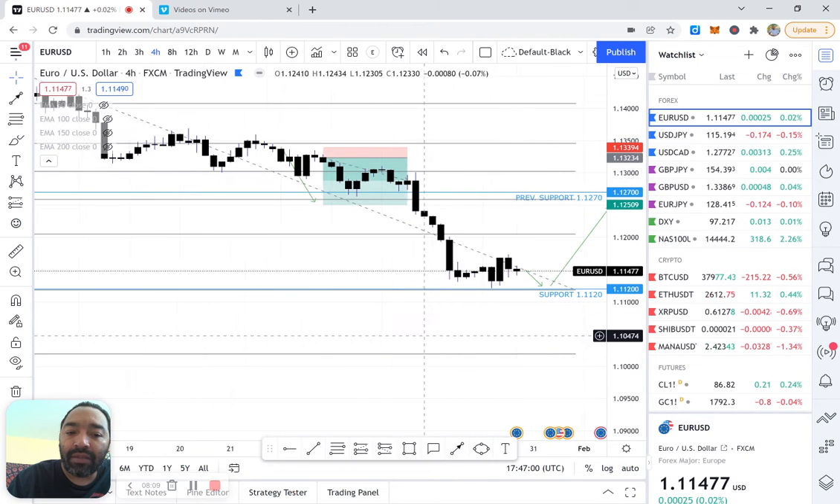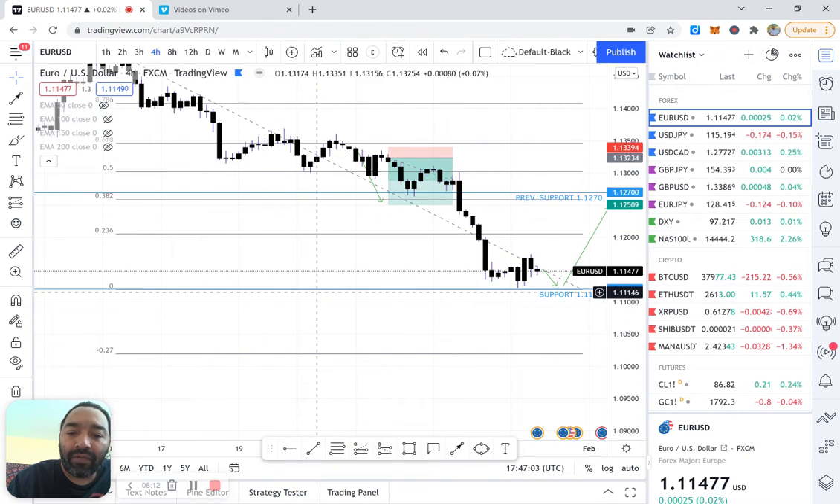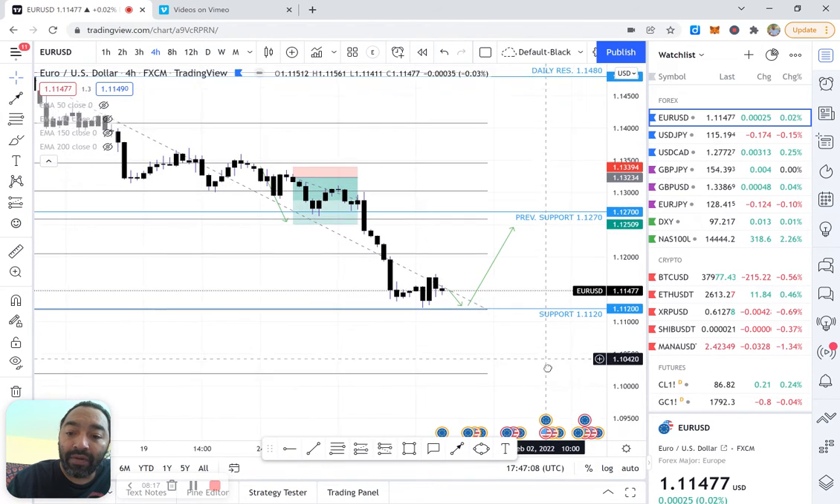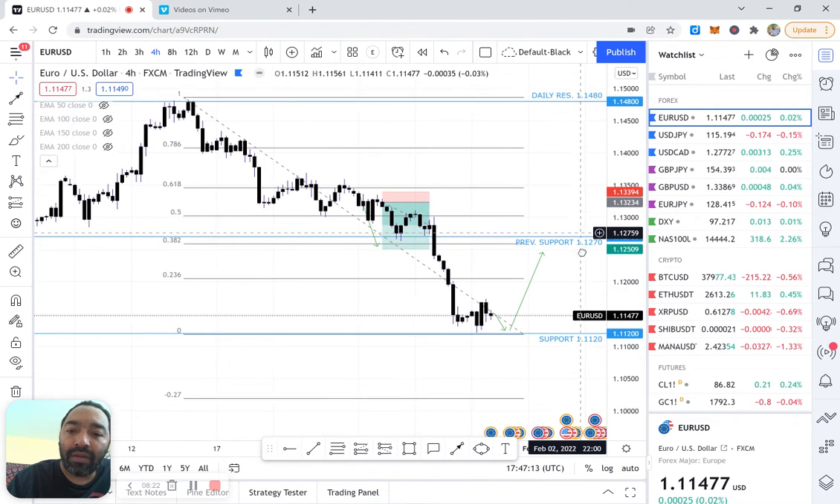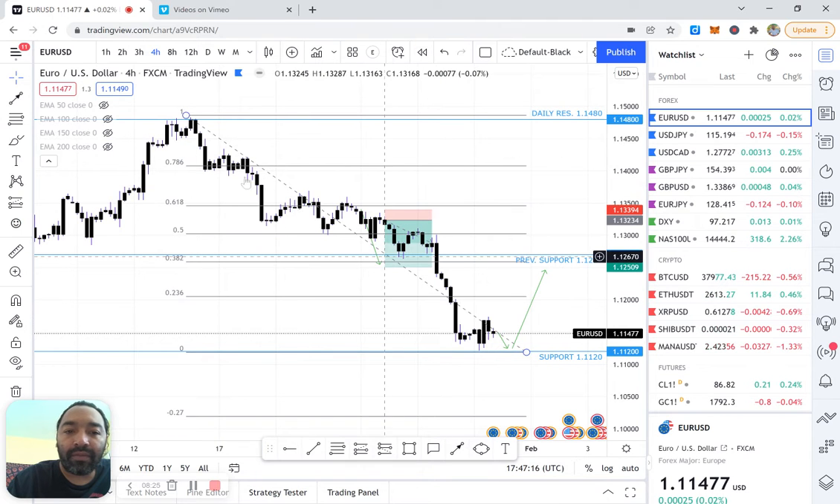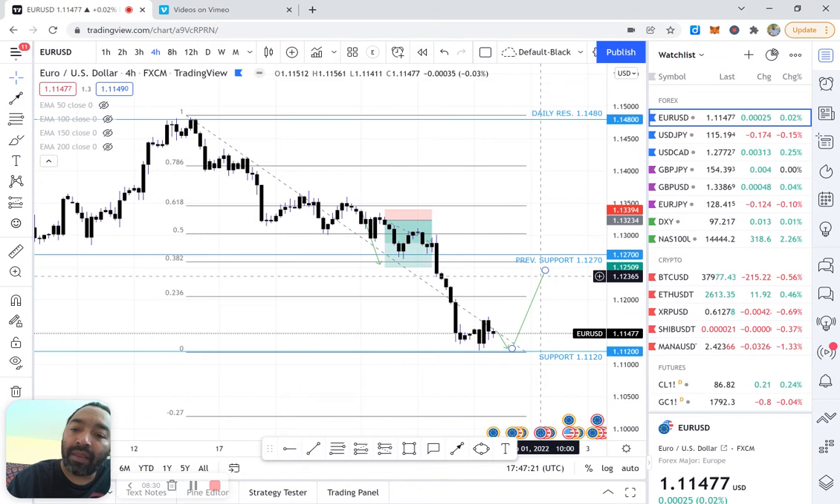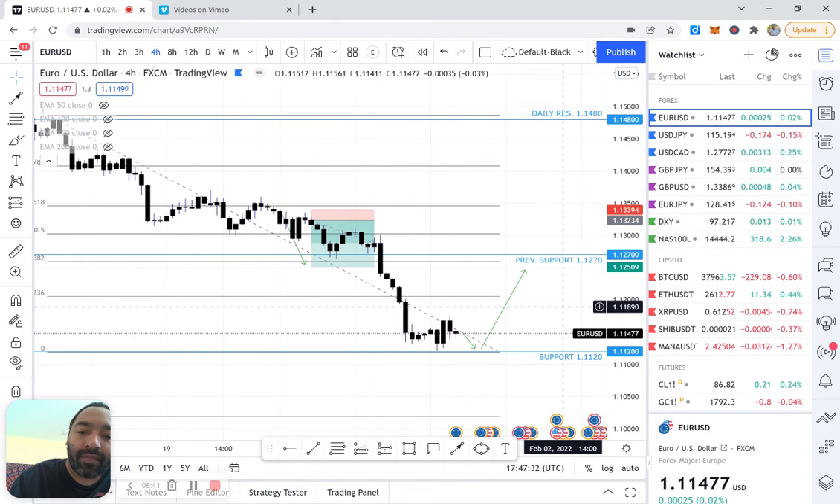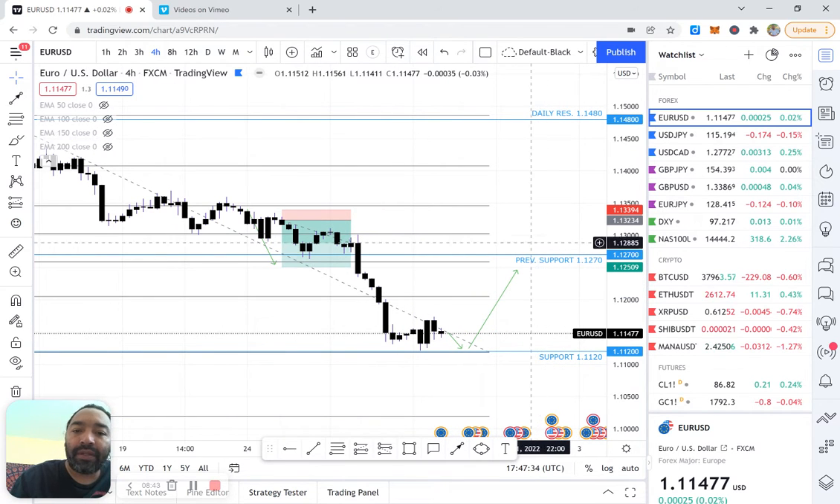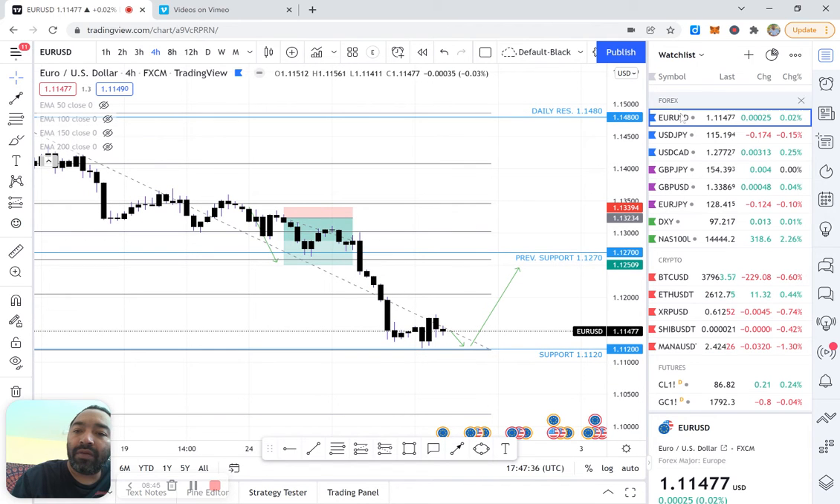And if it does, then I will be looking for it to come all the way down to this negative 27 extension, and that would be my take profit. However, I think that after this huge downtrend for the last couple of weeks, it'll test this support level, come back up, do a little retrace up to this previous support, and then come back down. But okay, so that's what I'm looking at for Euro USD.